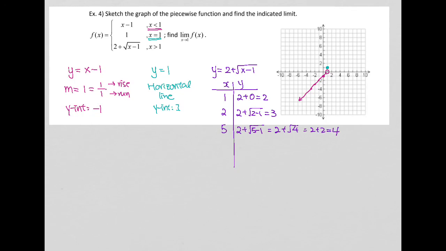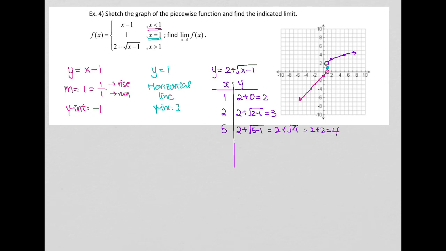So after I have 3 points, I should be able to graph now. The first point is (1, 2). But remember, x can only be greater than 1. So that's an empty dot, at (1, 2). And the next one, (2, 3), that's a solid dot. And (5, 4), that's also a solid dot. And move on. So that's a radical function.